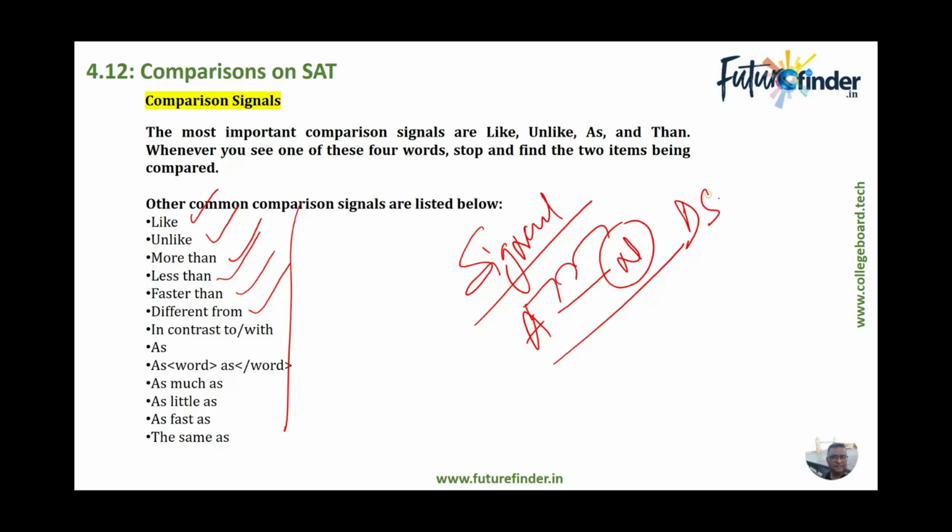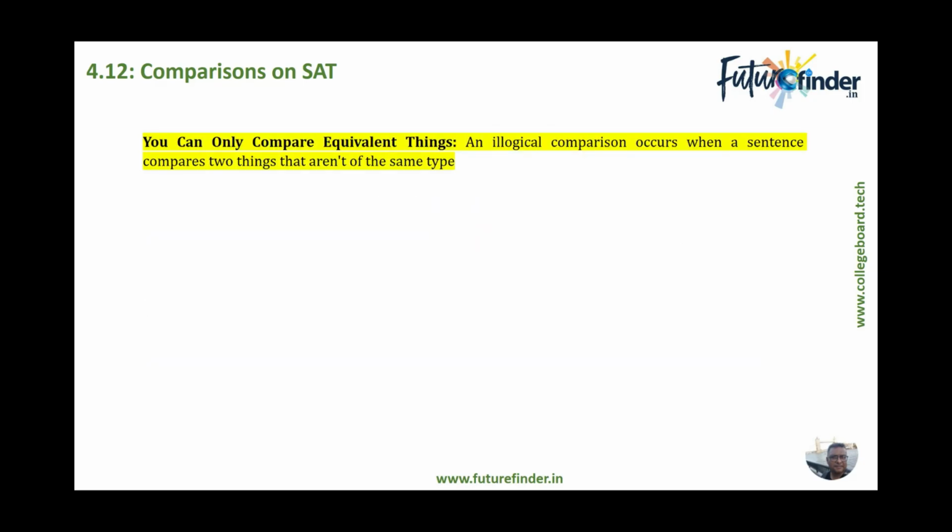On the digital SAT, the questions based on comparisons are few and far between. This is not a topic that is very frequently tested, but we still need to understand it, because once in a blue moon it will appear on the SAT. So the rule is very simple: you can only compare equivalent things.